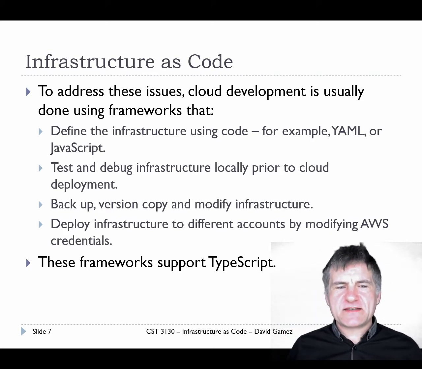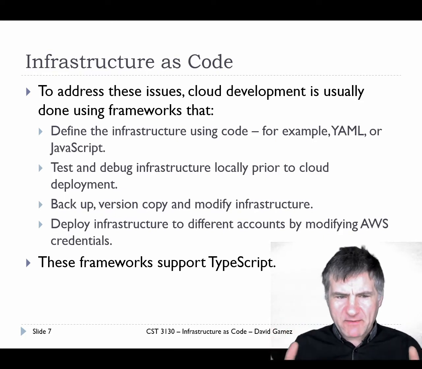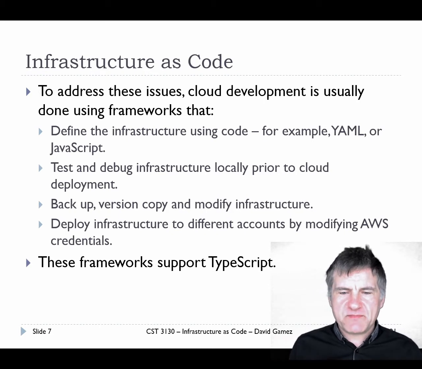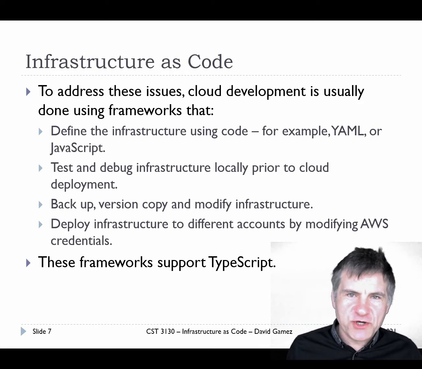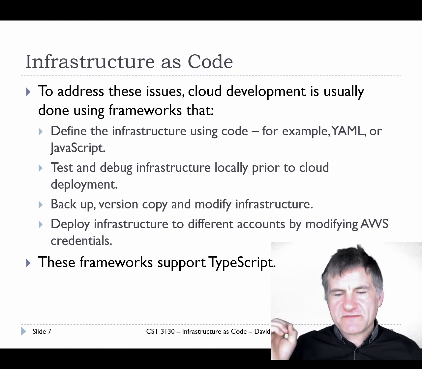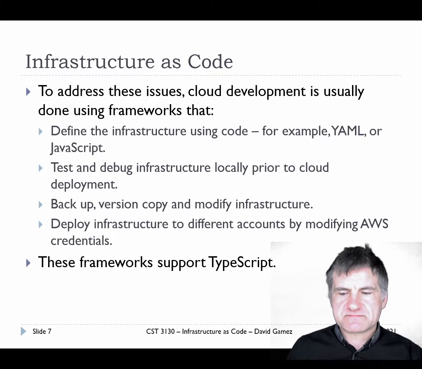So what people have done is they've developed frameworks that allow us to define the infrastructure using code, such as YAML or JavaScript. We can then test and debug that infrastructure locally before deploying it. And then once we've got our infrastructure in a code format of some kind, we can back it up, we can version it, and we can copy and modify it. And we can easily deploy it to different accounts by modifying our AWS credentials.